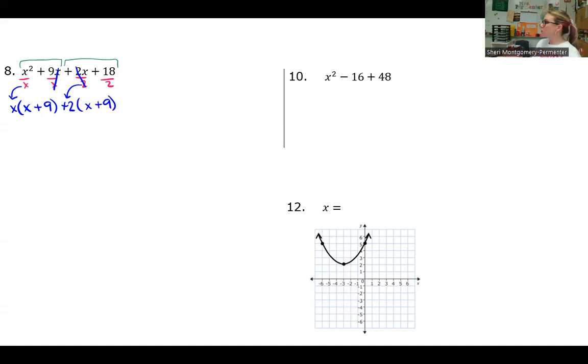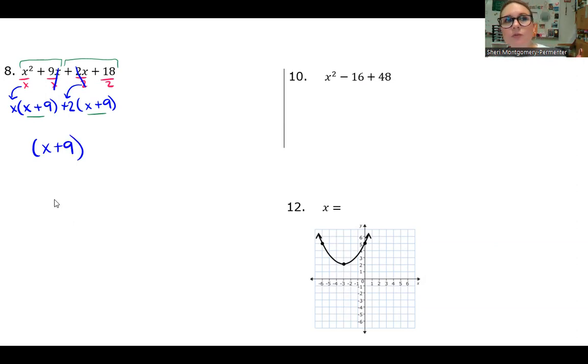Did I end up with 2 parentheses that are identical? Yay, that's my goal. I have to. If I didn't, I did something wrong. So as soon as I end up with those 2 parentheses that are identical, that's a new GCF. So I'm going to take that, because it's the same in both terms, and I'm going to factor it out, write it one time in the front.